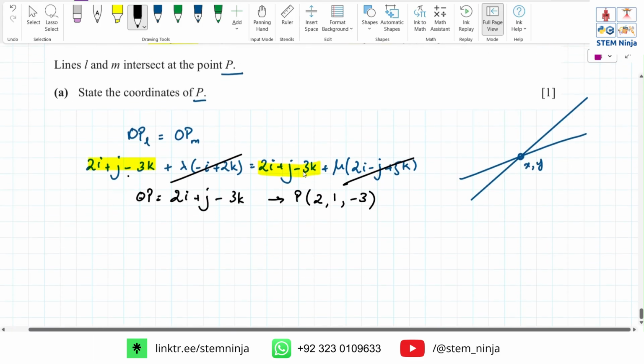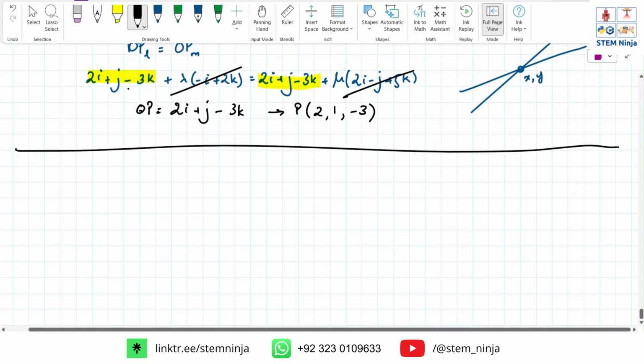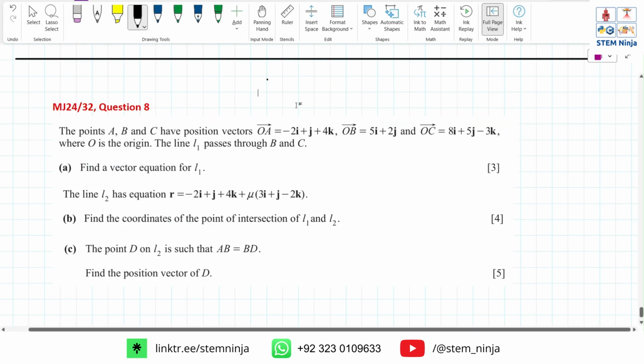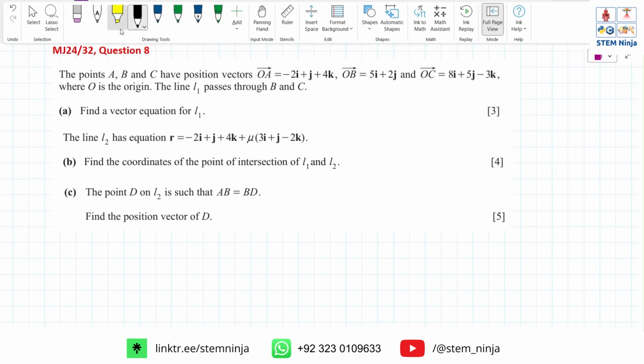Now let's see another question for the intersection. Okay, so let's see this. The points A, B, and C have position vectors OA, OB, and OC. The line L1 passes through B and C. Find a vector equation for L1.